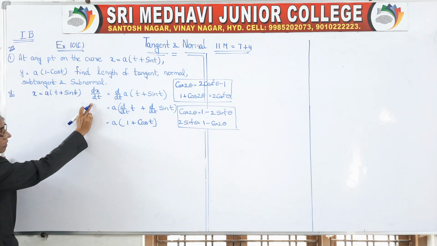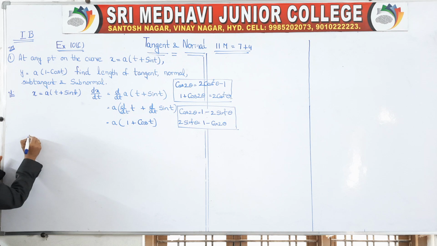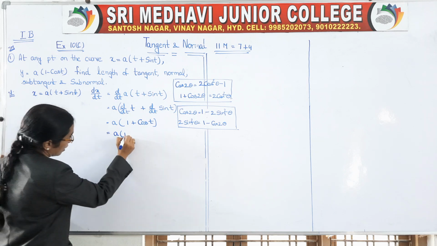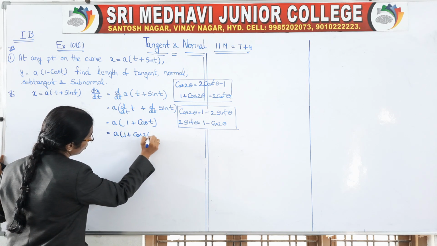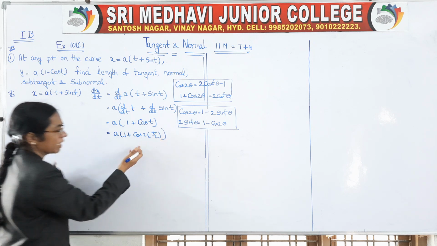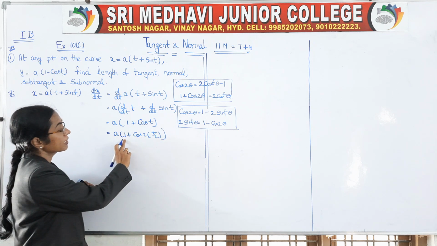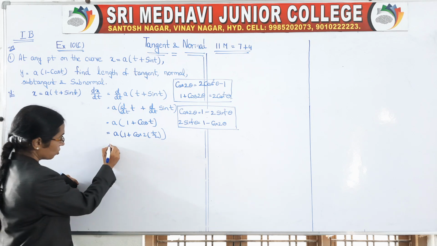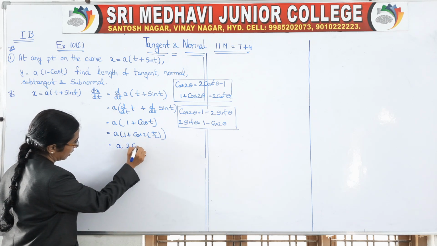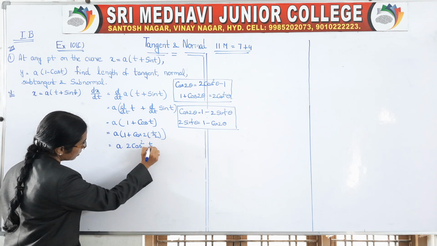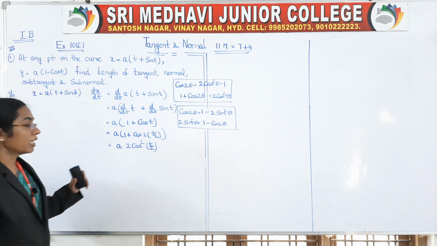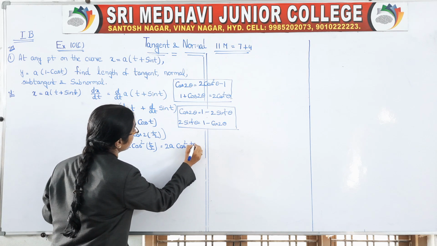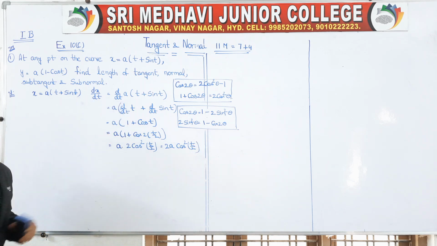Okay, so this is dx by dt. Here only you can write a into 1 plus cos t, which can be written as cos of 2t by 2, multiplying and dividing with 2. So now it is exactly in the form of 1 plus cos 2 theta, that is 2 cos square theta. So it is equal to a into 2 cos square, in theta place we are having t by 2. Okay, so it is 2a cos square t by 2, your dx by dt.